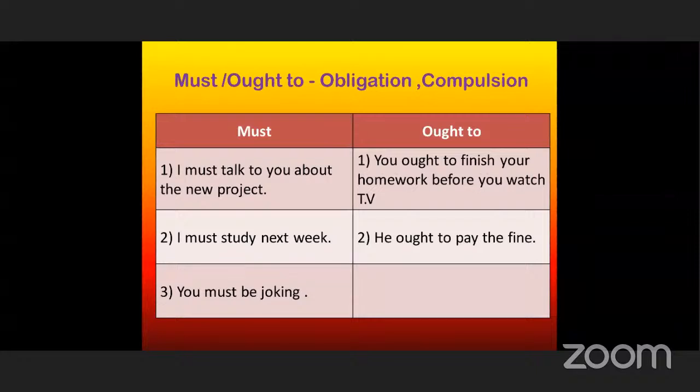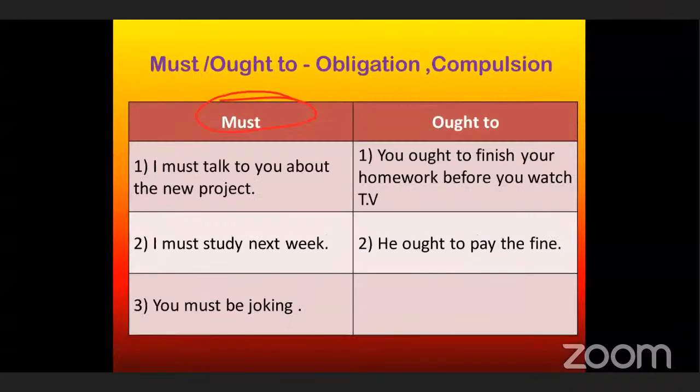See, must or ought to. Now, the modal auxiliary must is used when it functions as obligation, necessity and certainty. When we are using the modal auxiliary must, it indicates obligation, necessity and certainty. First example: I must talk to you about the new project.